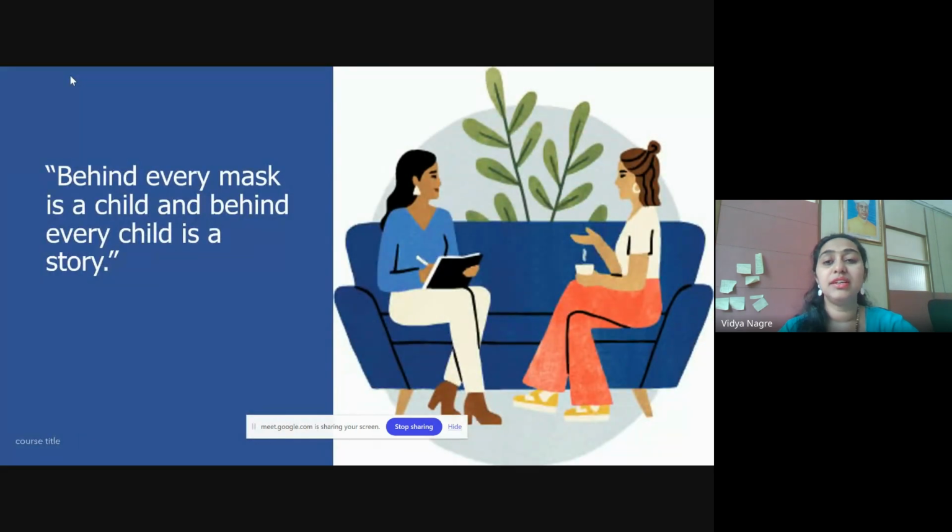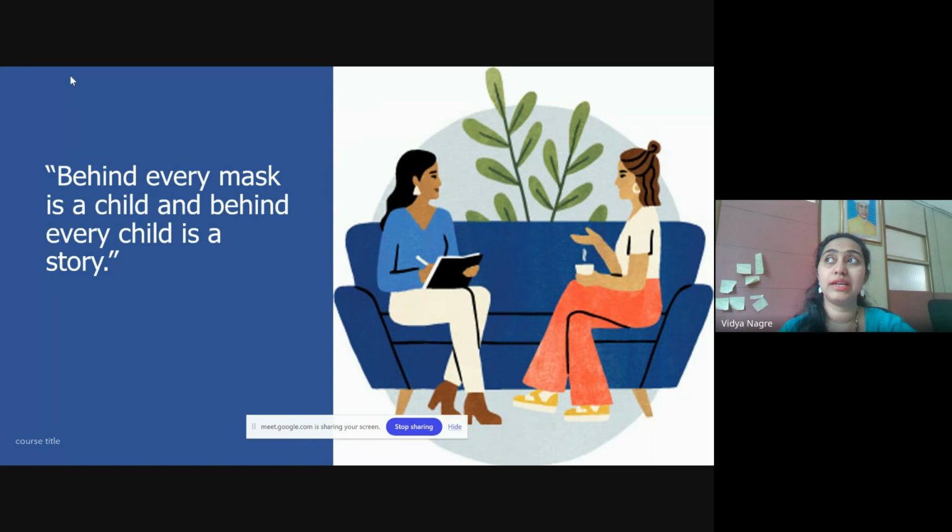But on the other side, the scenarios are the same. Let us begin with an interesting factor. Behind every mask is a child, and behind every child is a story. What does it mean? That every child is unique in different senses altogether, and every child has a different story held in the heart. Now there are multiple reasons which are influencing the behavior of the child altogether.